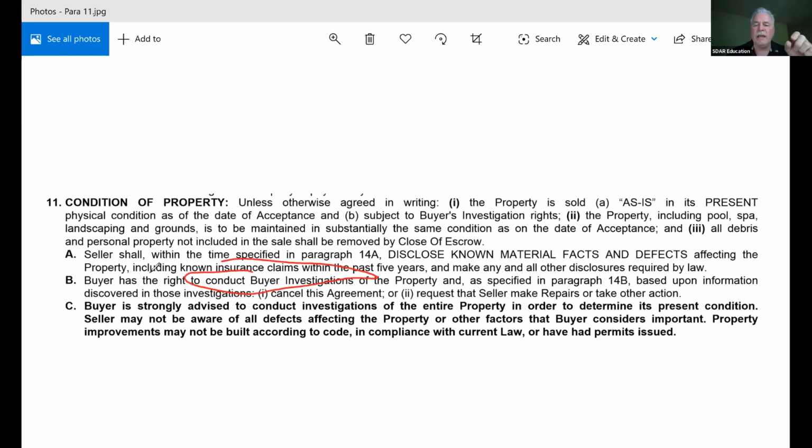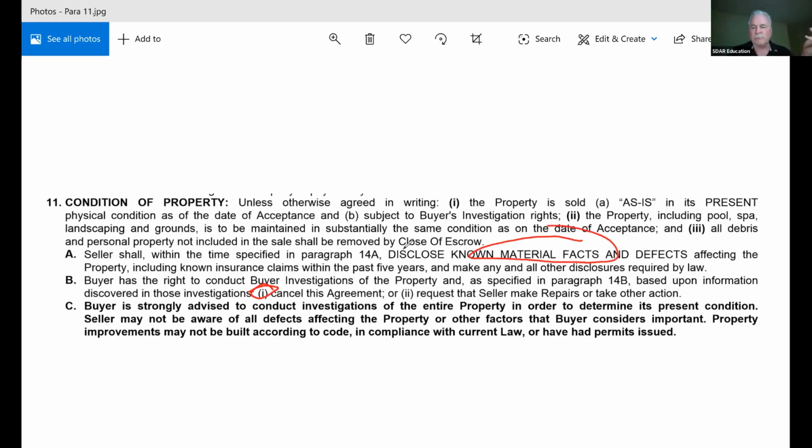The buyer has the right, and as specified in 14B, so remember 14A is seller's duty to disclose time periods, 7 days usually. 14B is the buyer's 17 days in which to do their due diligence, right? And of course, we're assuming the seller's going to get them everything within 7 days. Based upon information discovered in those investigations, they can do a couple of things, all right? So what can they do? So one, they can cancel the agreement. So again, it has to be a material fact. All right, so it has to be something significant.